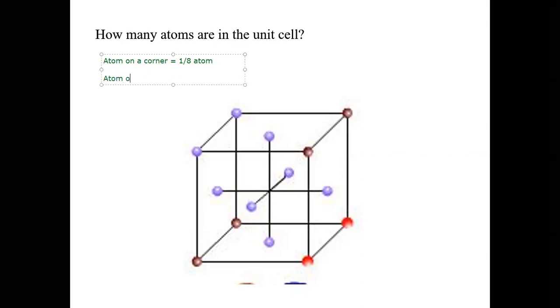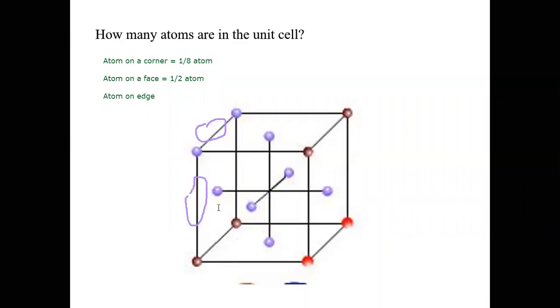An atom on a face: if an atom is on a face, it's going to touch one other unit cell, so it's 1/2 of an atom. And an atom on an edge, this part, this is the edge we're referring to. So these are edges. An atom on an edge equals, since one edge touches 3 other, 1/4 of an atom.